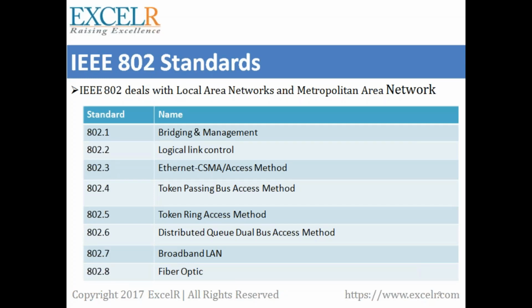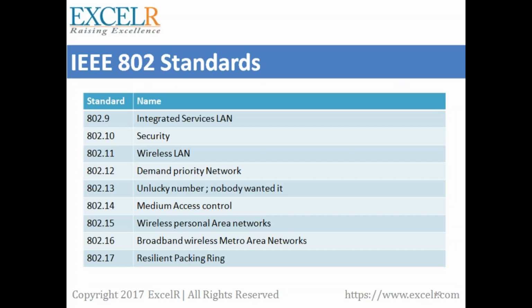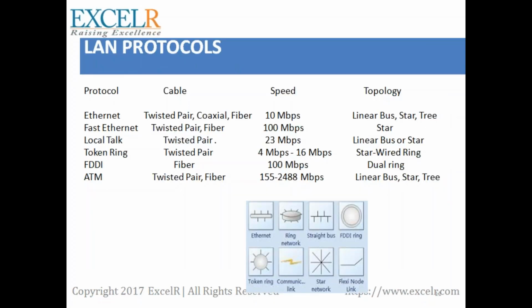The most popular version of this protocol is Ethernet, and now we know that 802.11 is a standard for wireless LAN, and it is popularly known as Wi-Fi. This is responsible for the development of the wireless LAN protocol known as Wi-Fi. So all these things we know.